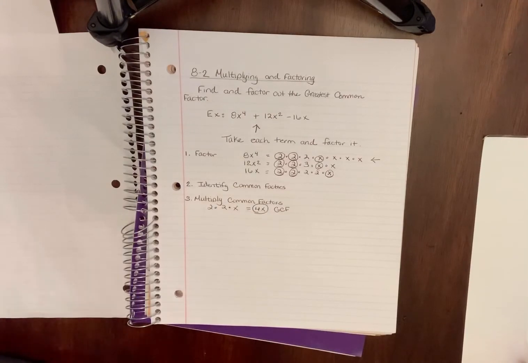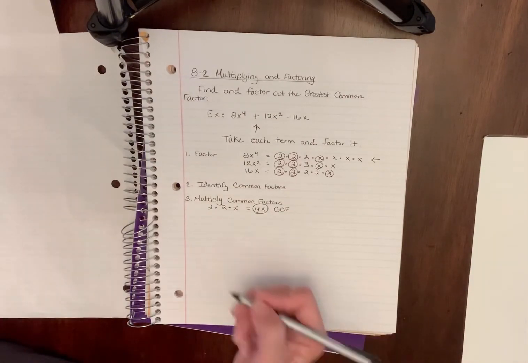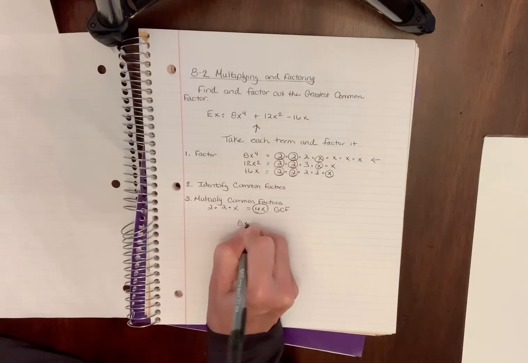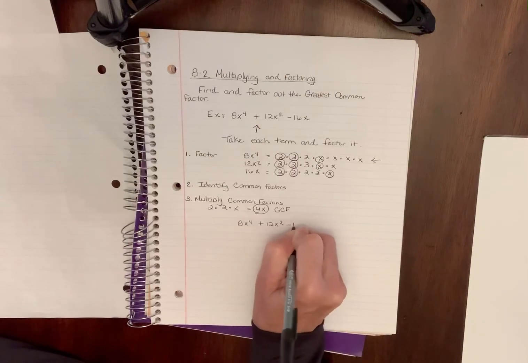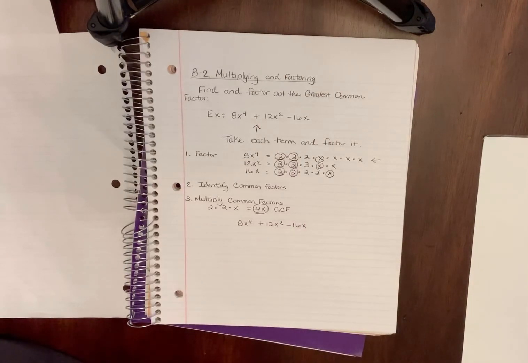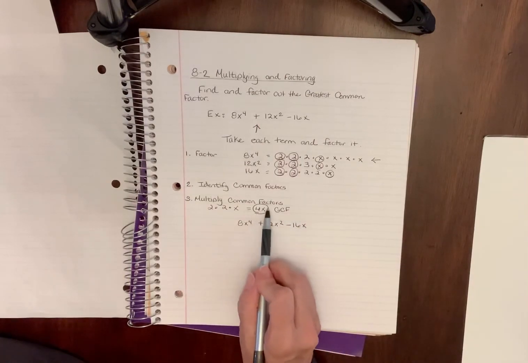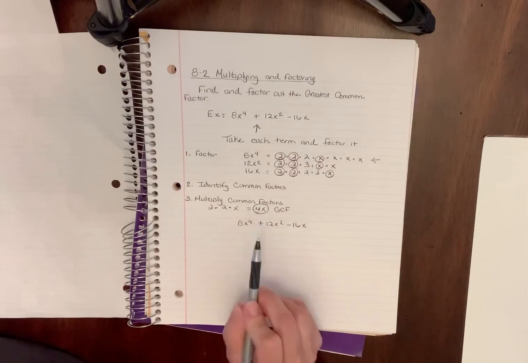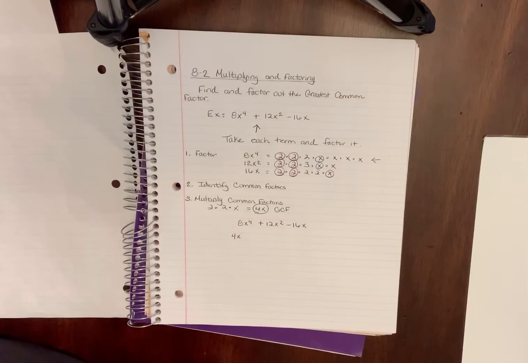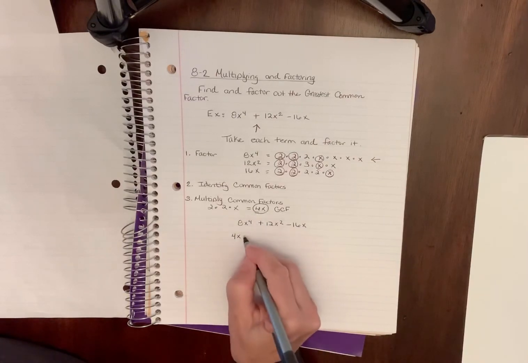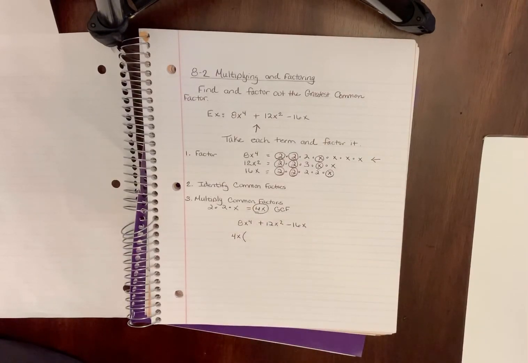So now that I have the greatest common factor, I'm going to go back to the problem. 8x to the fourth plus 12x squared minus 16x. And now I'm going to factor out 4x. So here's where the opposite of distributive property takes place. We're going to take that greatest common factor. It remains on the outside of our parentheses.